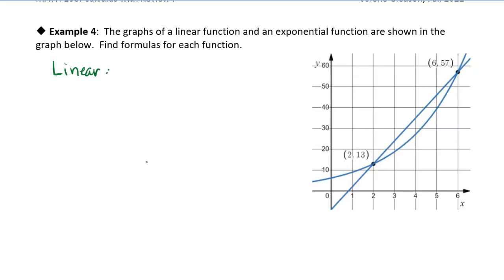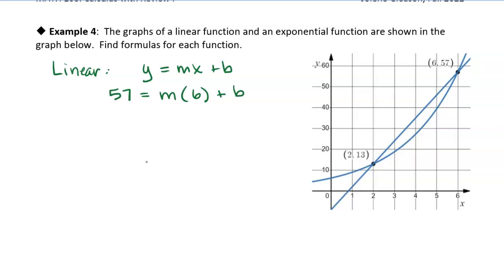Linear function, the general form is y equals mx plus b. Now I'm going to do this in a similar way to what I did before, just because it's closer to what we're going to do with the exponential function. So I have x and y values for 2 points. So I know that y is 57 when x is 6. So I'm just going to substitute those values into the general form.